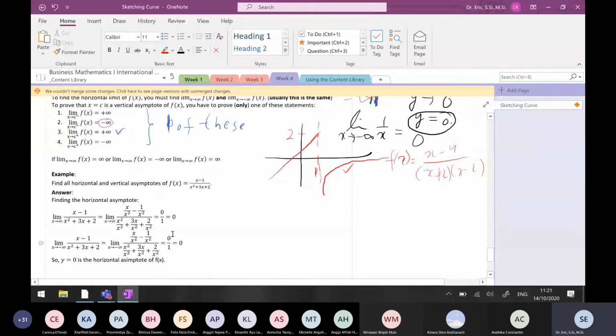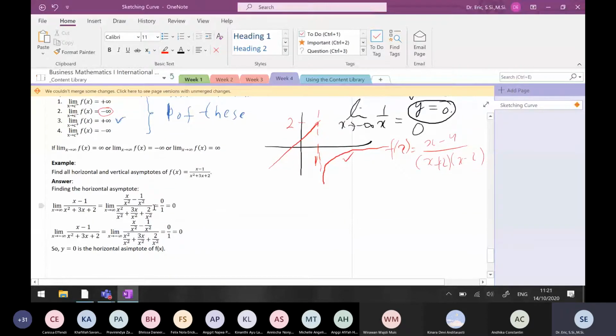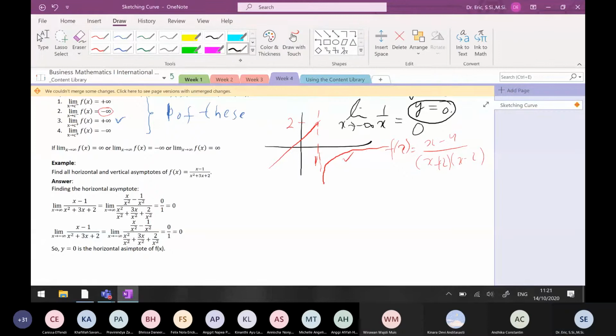Questions? Do I always have the same horizontal asymptote from x goes to infinity and x goes to minus infinity? Of course not. I can have this kind of graph, this kind of graph, this kind of graph.